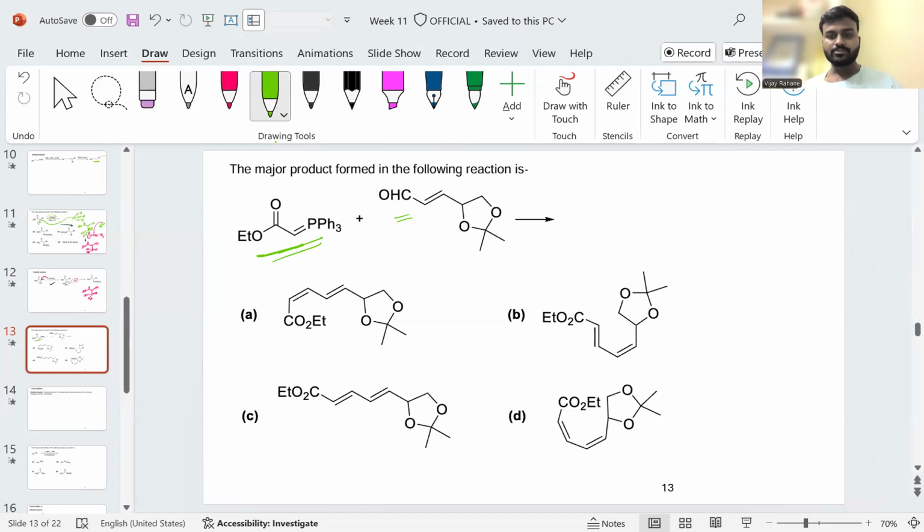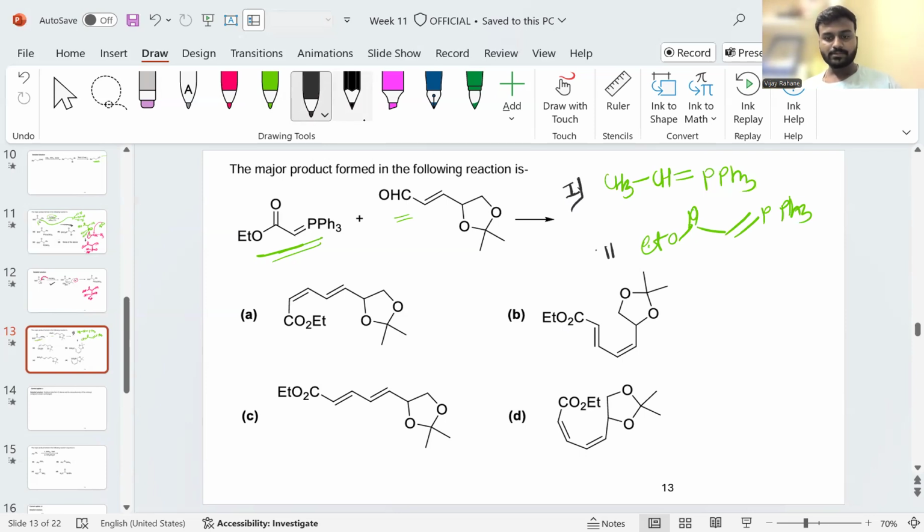So whenever we have any Wittig salt, there are two types of Wittig salt. Let's say this is CH3, CH double bond PPh3. And there is another type as mentioned here, that's the ethyl ester Wittig salt, PPh3. So these are the two types of Wittig salt. So this is the unstable Wittig salt, and this is the stable Wittig salt.